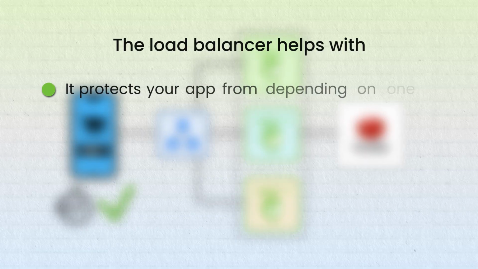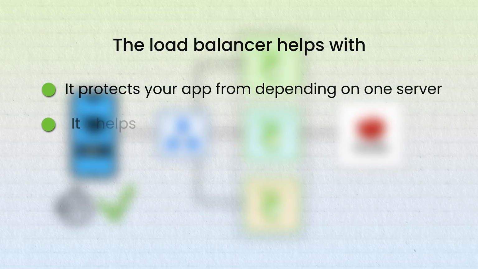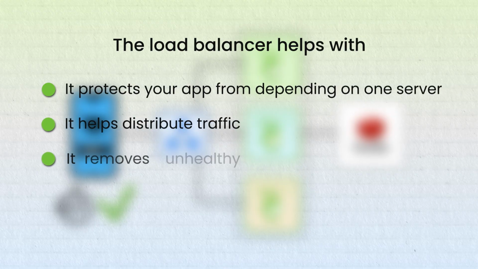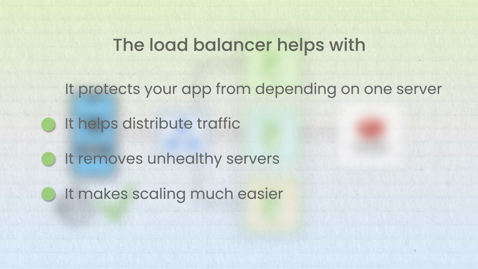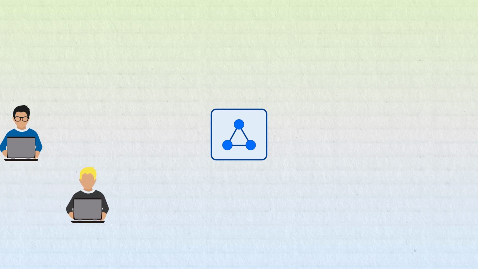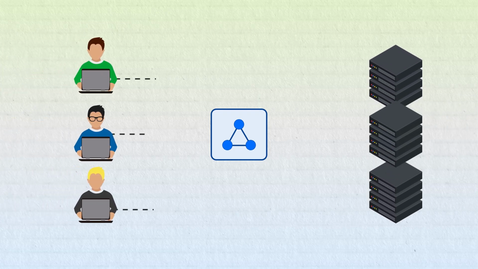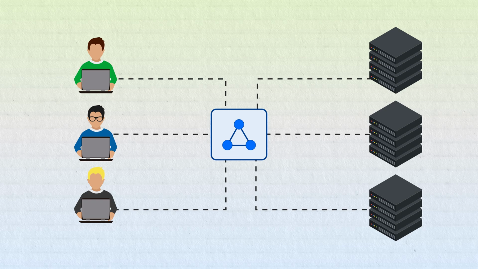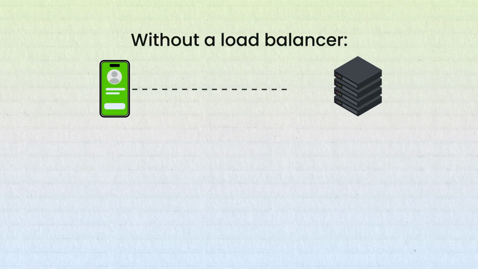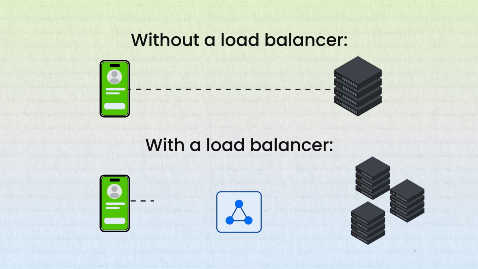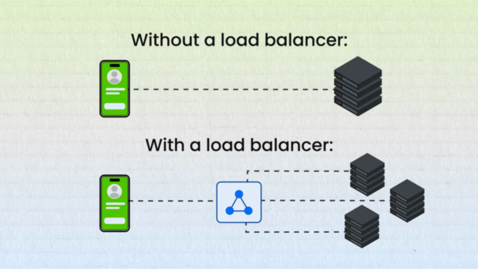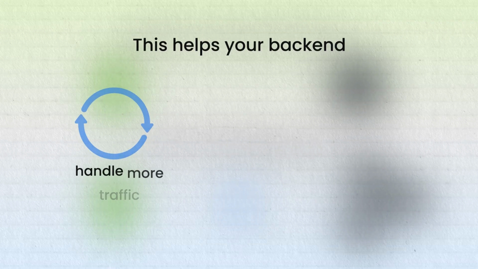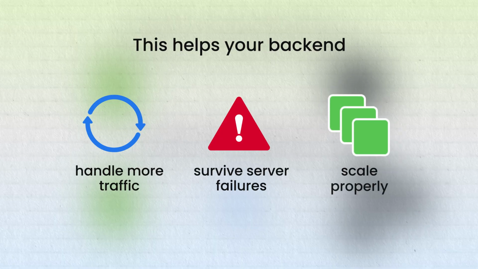It protects your app from depending on one server, it helps distribute traffic, it removes unhealthy servers, and it makes scaling much easier. So, in simple words, a load balancer sits between the user and your backend servers. Its job is to distribute incoming requests across multiple servers. Without a load balancer, the user connects to one server. With a load balancer, the user connects to the load balancer and the load balancer distributes the load across multiple servers. This helps your backend handle more traffic, survive server failures, and scale properly.